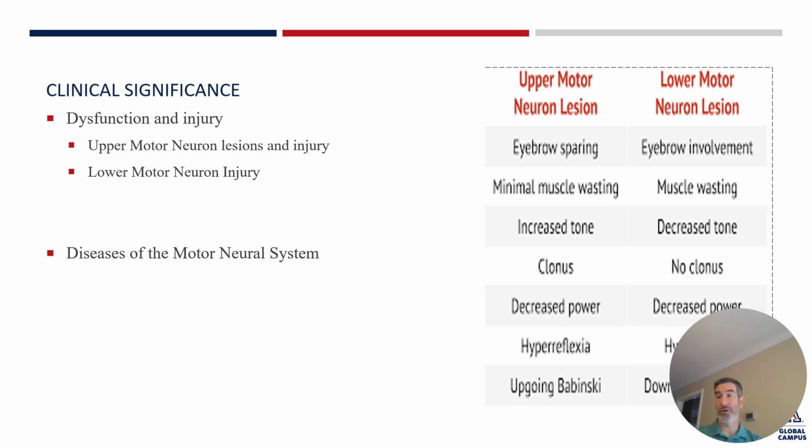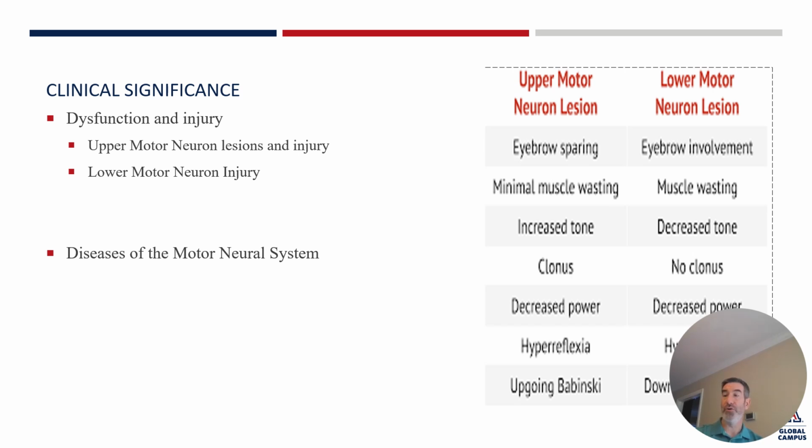Upper and lower motor neuron lesions cause quite different clinical issues. Upper motor neuron lesions are ones located anywhere from the cortex to the corticospinal tract. These lesions cause hyperreflexia, spasticity, and a positive Babinski reflex.